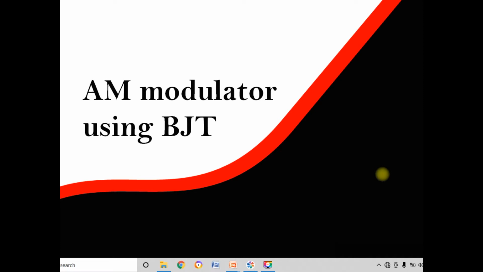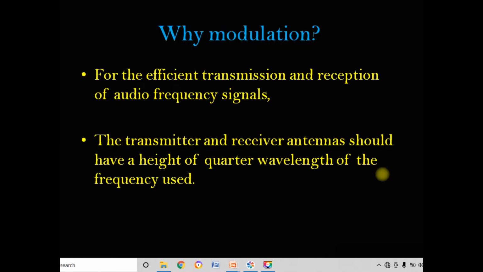In this video, we are discussing about AM modulator using bipolar junction transistor. In the previous video, we discussed about the amplitude modulation. In this video, let me explain about the AM modulation using BJT, that is bipolar junction transistor.